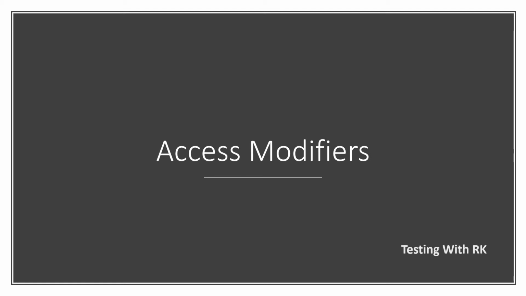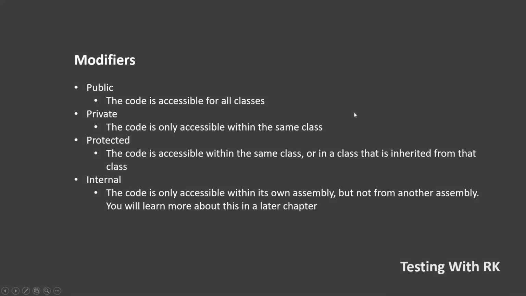In this session, we will be discussing access modifiers. Access modifiers are the keywords used to specify the declared accessibility of a member or a type. There are four main access modifiers in C#: public, private, protected, and internal. We will see all of them except the protected one with an example. The protected one we will see when we are doing our session on inheritance.